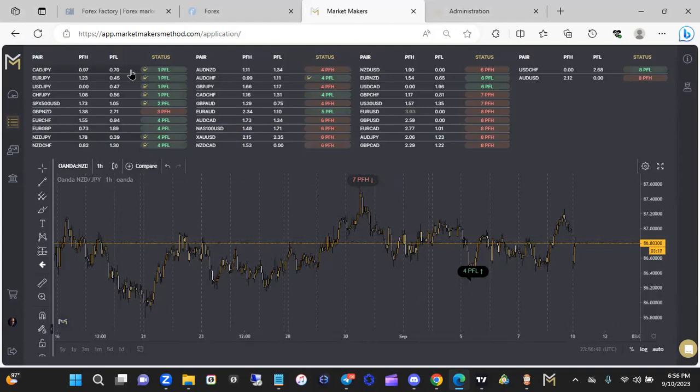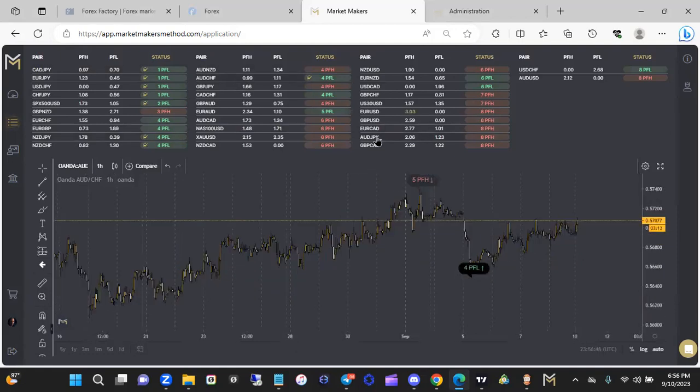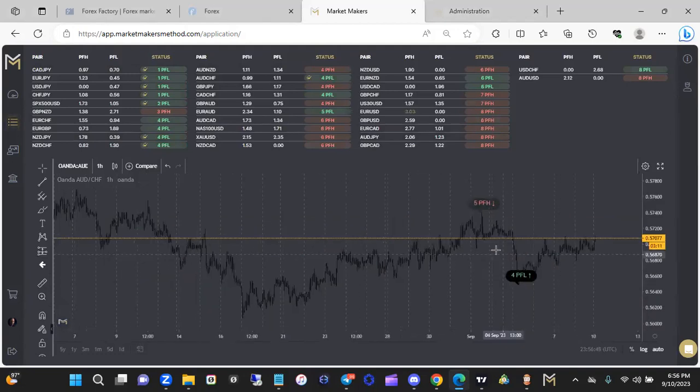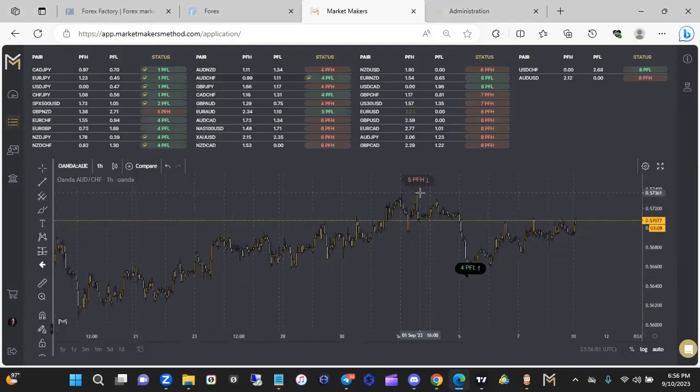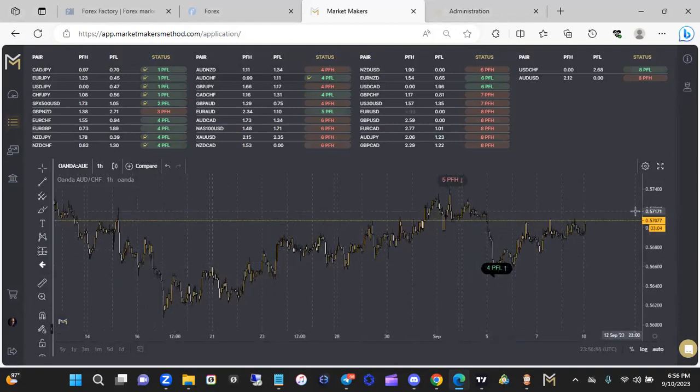So now let's go to a pullback peak. And what I found was this AUD Chief. So you have a peak formation high that was set up here 5 days ago, and it dropped, leading people to believe that this would continue.